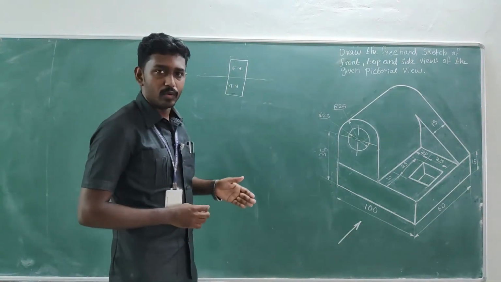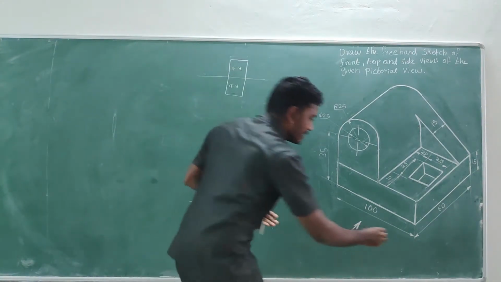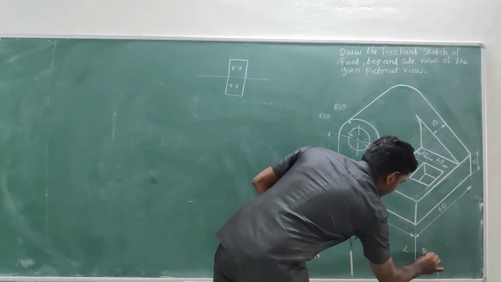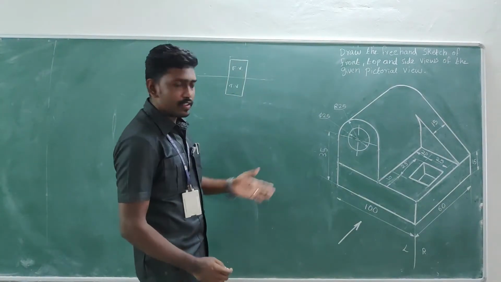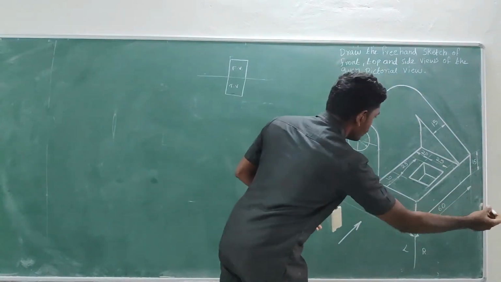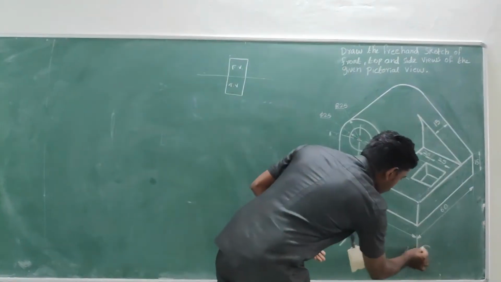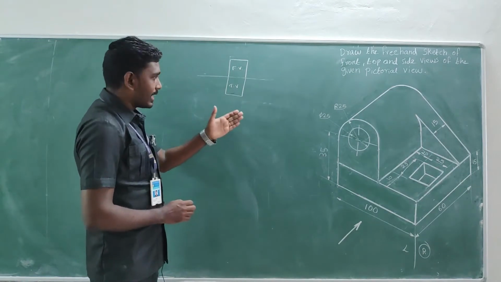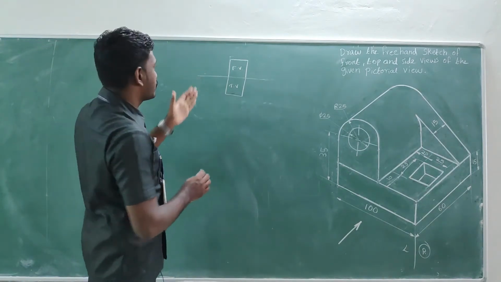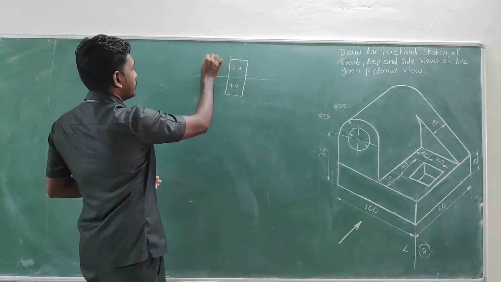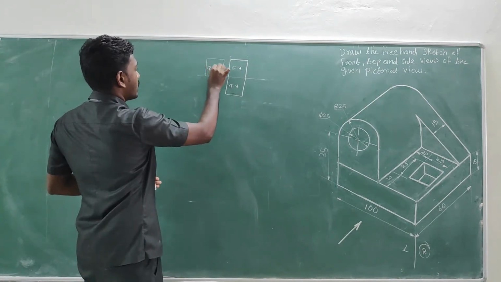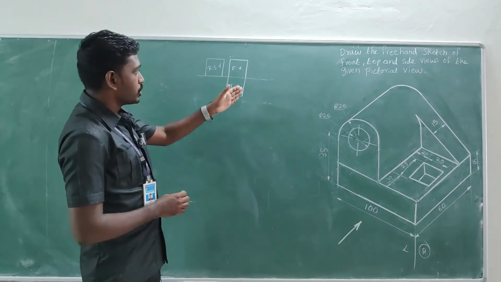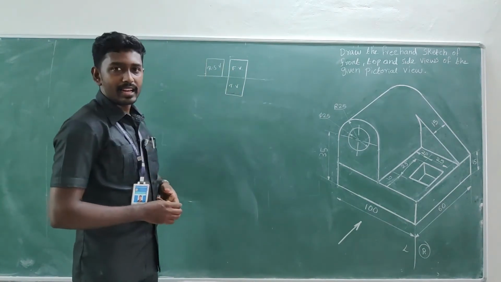And what about this side view? Which view is visible, left side or right side? Try to divide it. I can say this is the left and this is the right side view. So the right side view is visible for us, right? So we are going to capture the right side view. The right side view should be captured on the left. So it comes like this, right side view. This is as per the first angle projection. So we are going to draw the front view, top view and the right side view.